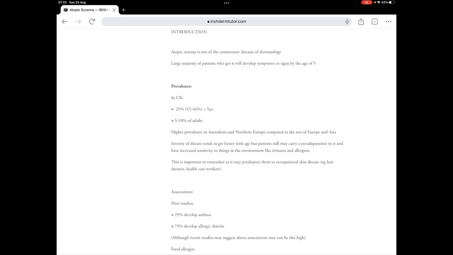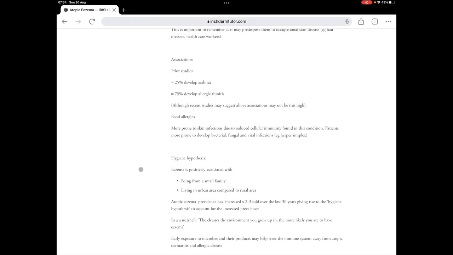There seems to be a higher prevalence in Australasia and Northern Europe compared to the rest of Europe and Asia. Severity of disease tends to get better with age, but patients may always still carry a predisposition to it. This might make them more sensitive to things in the environment like irritants and allergens. This might be important for patients to remember, as it may predispose them to occupational skin disease when they start their jobs. For instance, hairdressers might come in contact with a lot of wet work, and their hands might be more sensitive to dermatitis.